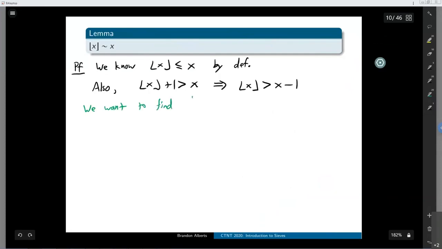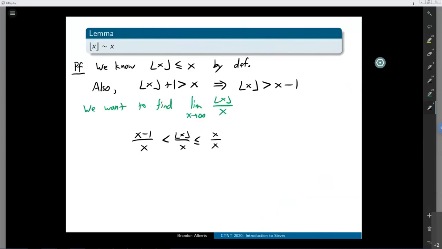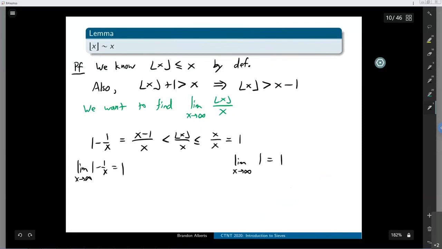Our goal is to find the limit as x goes to infinity of the quotient of these two functions. In fact, we want to show that this limit is equal to 1 in order for these two functions to be asymptotic to each other. Well, I already told you we were going to do this as an application of the squeeze theorem. This fraction is trapped between x minus 1 over x and x over x. X over x is equal to 1. X minus 1 over x is 1 minus 1 over x. The limits of both sides are equal to 1.